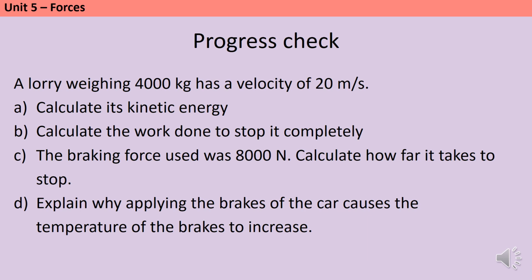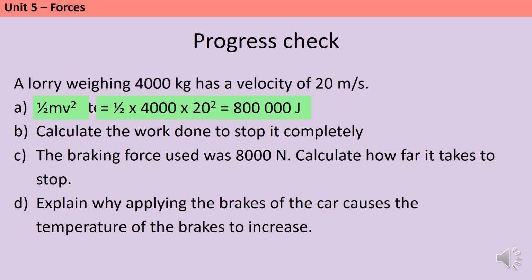To calculate the energy, we use the formula half mv squared. So half multiplied by 4,000 kilograms multiplied by 20 squared gives us a total kinetic energy of 800,000 joules. In order to stop the lorry completely, all of that energy must be dissipated, and therefore the same amount of work must be done. 800,000 joules again.